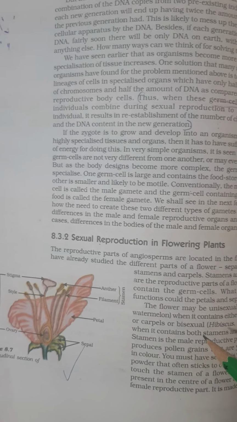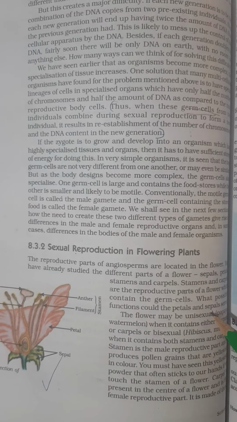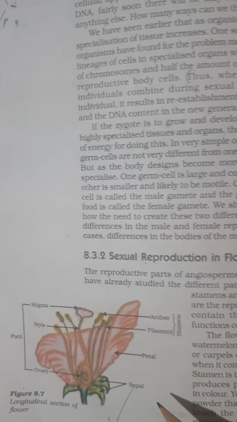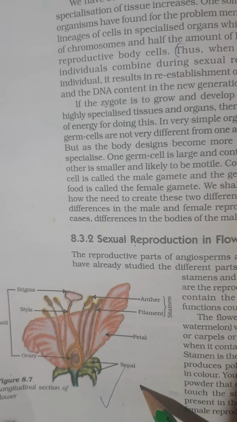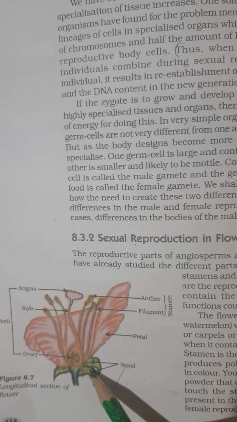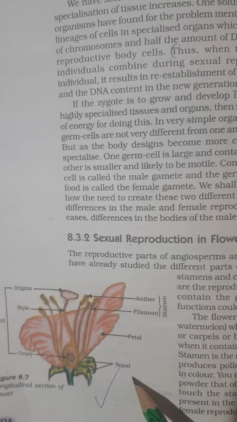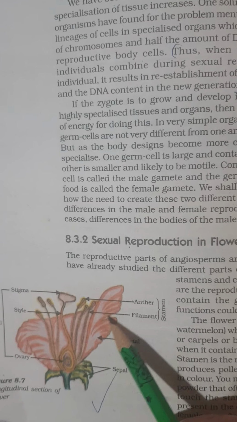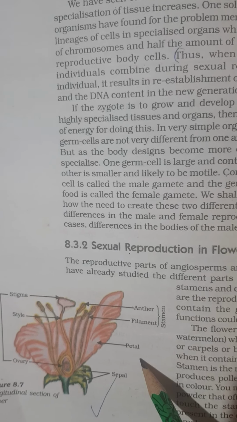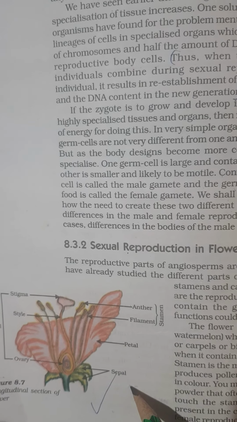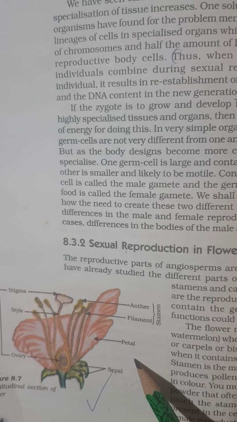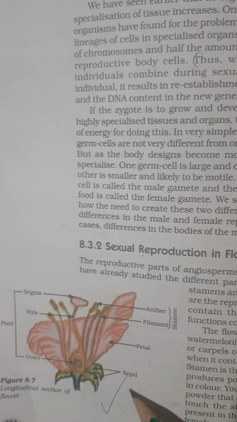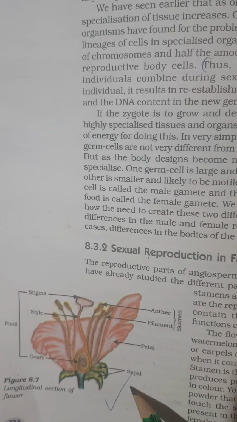So let us talk about sexual reproduction in flowering plants. I'm just zooming in. You can see this is the longitudinal section of a flower. Very important diagram for your boards. Now, the green leafy part is referred to as sepals. The colored part is referred to as petals. These are accessory organs. These do not participate directly in sexual reproduction. The main parts are the male part and the female reproductive part.